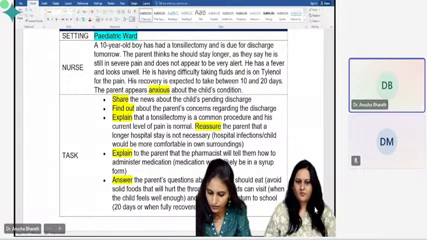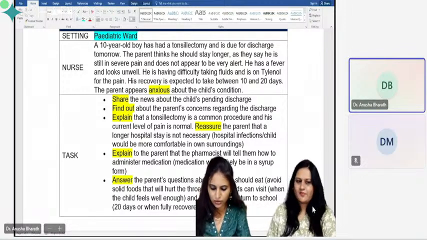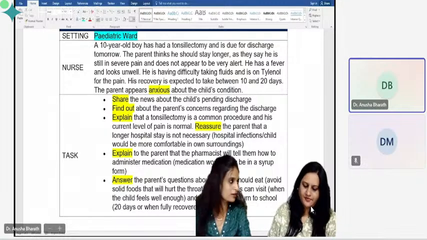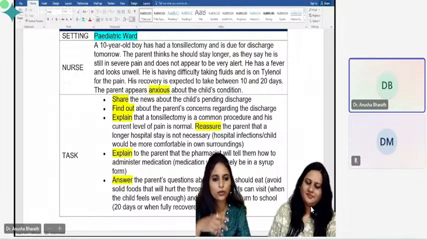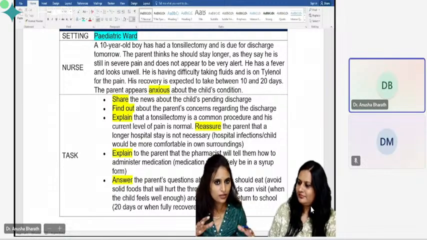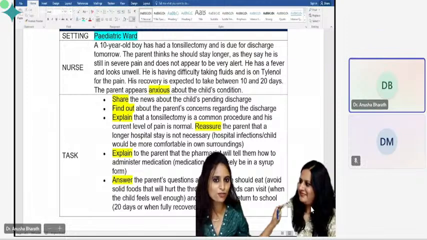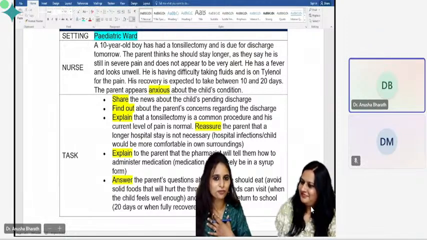I think one of our viewers here, Hilam, had already asked us about known and unknown cases. Yes. So this, we are going to assume to be a known case because the patient is due for discharge. That's one factor. So being a known case, assume that this is the preparation time that we have. Yes. She's playing the role of a parent and I'll be playing the role of a nurse.